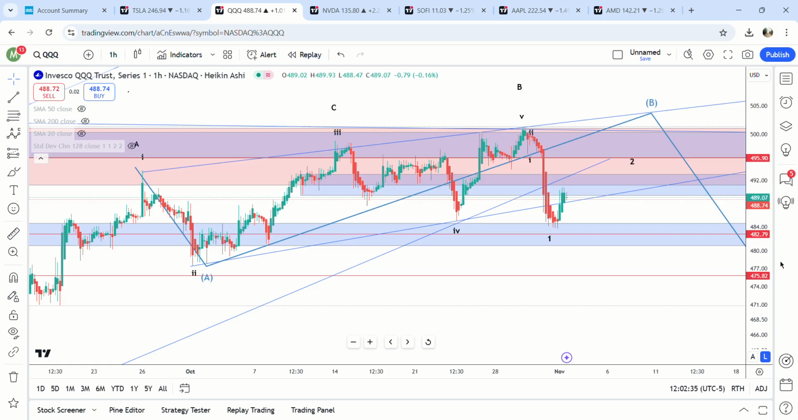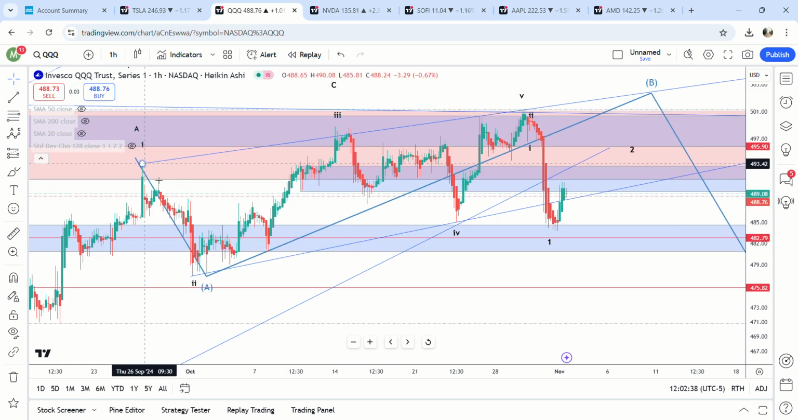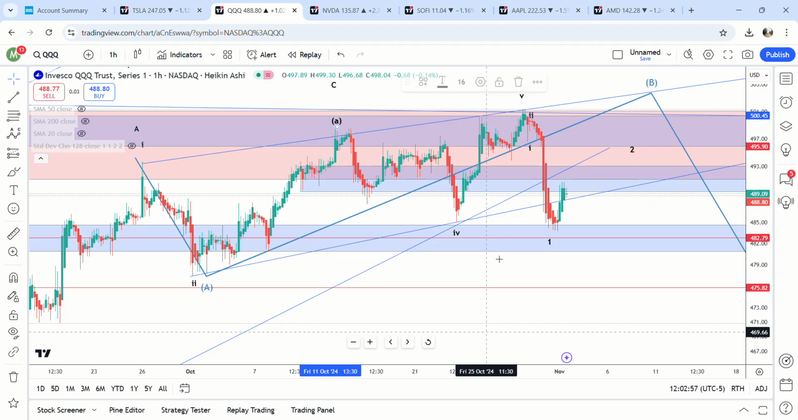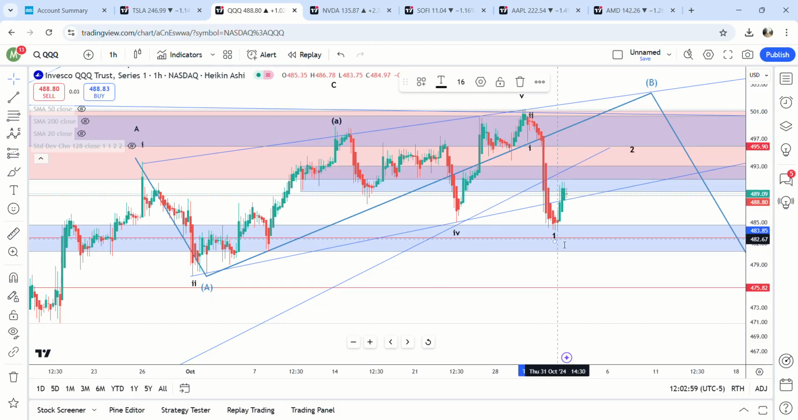So if that's the case, let's go over the timing of this. This took 5 days. This took 13 days. Yeah, I think that this is the overall B wave right here. If this count is correct, this would actually be A. This would be B.